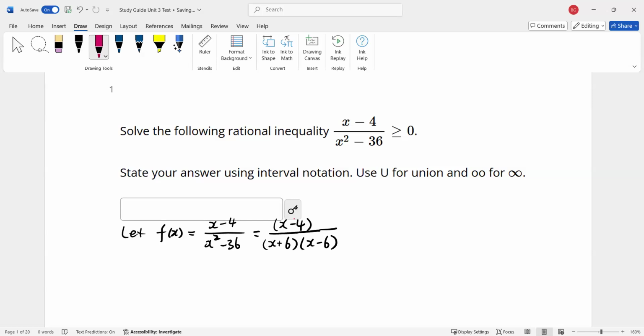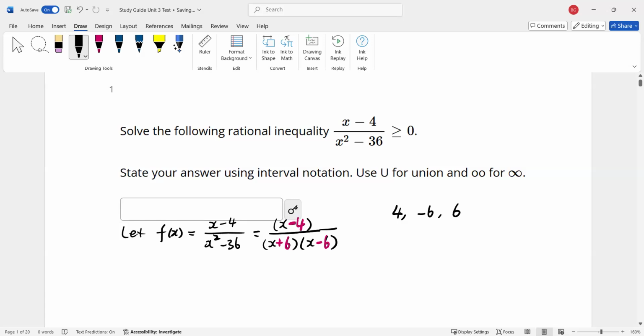As you can see, in the numerator we have x minus 4, and in the denominator we have x plus 6, x minus 6. So we have 3 critical values for this function: x equals positive 4, negative 6, and positive 6. We take the opposites of the 3 numbers I put in red. 4 is the 0 of the numerator. Negative 6 and positive 6 are the zeros of the denominator.